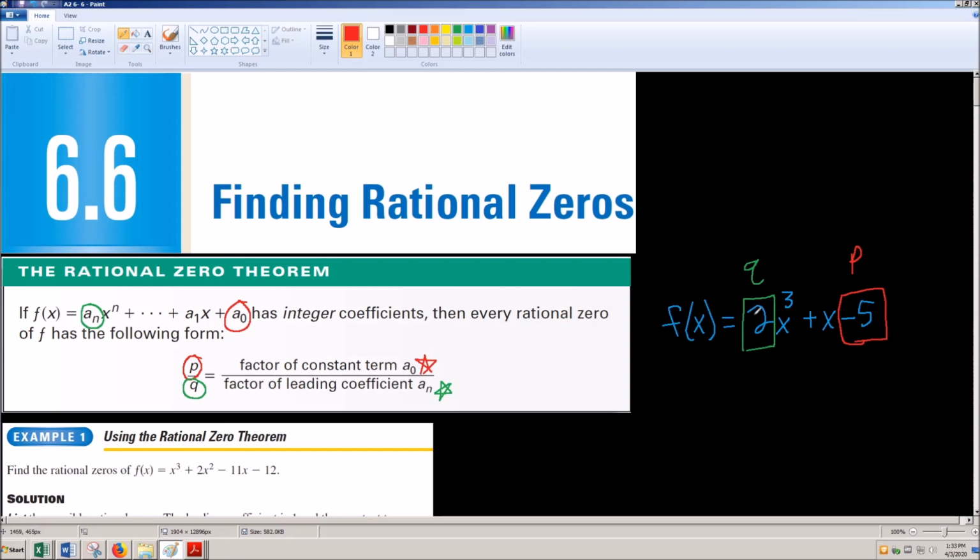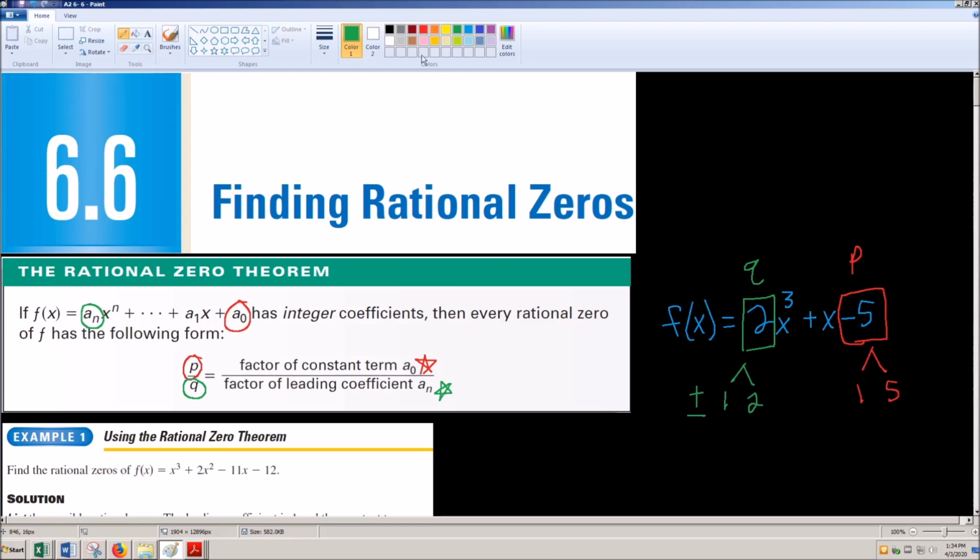So with this factor, what makes up 2? I started with an easy one here. What makes up 2 is just 1 and 2. And what makes up 5 is 1 and 5. Now why have I ignored the negative here? Because I'm going to have plus or minus for both of these. The reason is that I could have negative 1 times negative 2, which gives me a positive 2, or I could have positive 1 and positive 2. So all of my factors for 2, the q, are positive 1, negative 1, positive 2, negative 2.